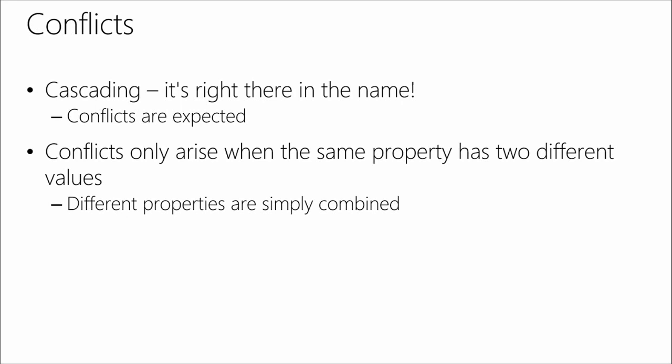All right. So, cascading, like we said, it's right there in the name. Conflicts are expected. But conflicts only arise if something says do one thing and something else on that exact same property said do something else. So if one thing said do red, another thing did do blue, that's a conflict. In our case, that wasn't a conflict because we said we wanted the font to be something and we wanted the color to be something. No conflict there. So those are simply combined.